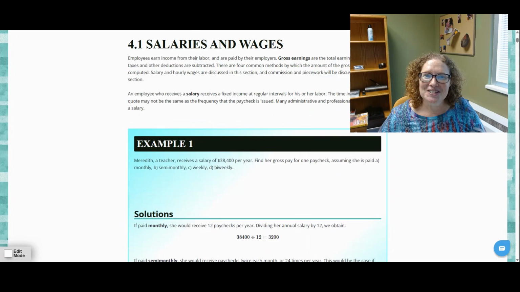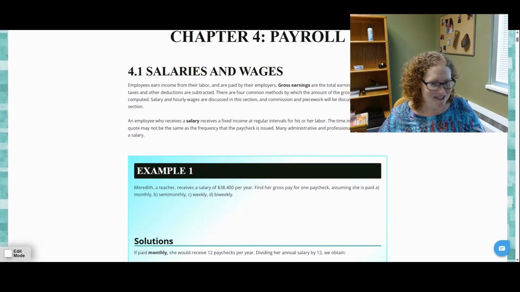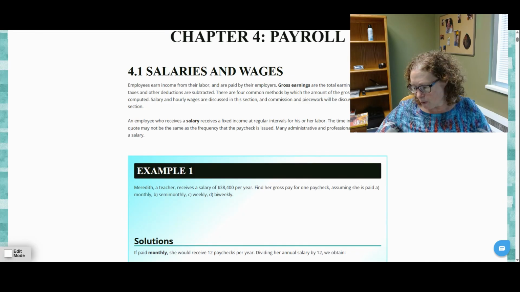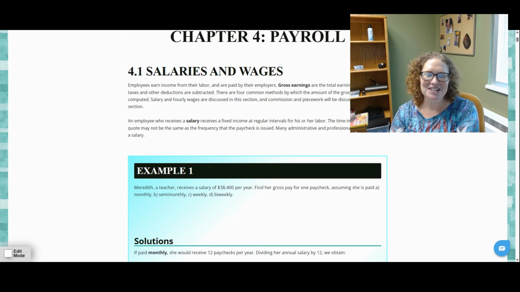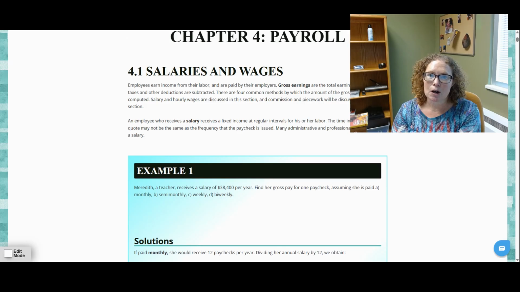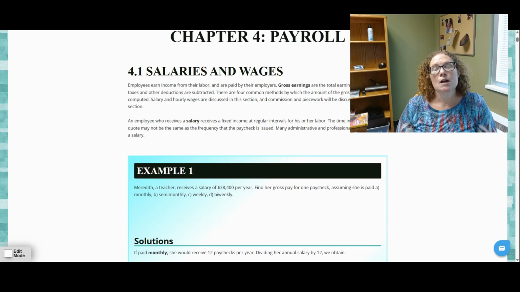So the first section is 4.1, salaries and wages. There are some different terms related to salary and wages that we're going to look at. We have gross earnings, and that's the total earnings made before taxes and deductions are subtracted. We are going to look at the 4 common methods: salary, hourly wages, commission, and piecework as the different types.